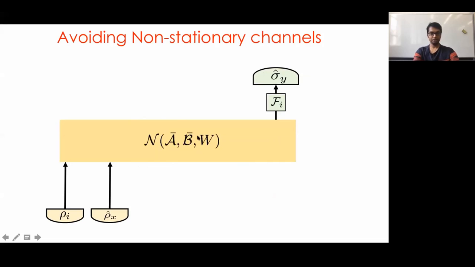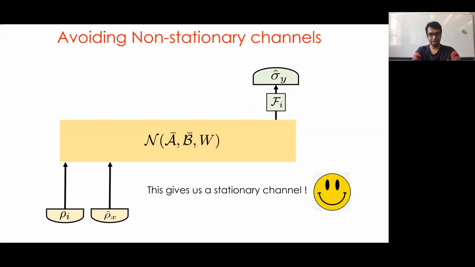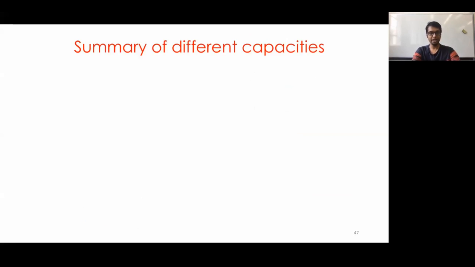And this quantum channel, over the asymptotic setting, we can consider to be stationary. And all we need to do is optimize over the states and this measurement. So phi_i and sigma_y can be thought of as an overall measurement operator. This helps us to solve the non-stationary issue. And with that, we summarize the different capacities of processes.